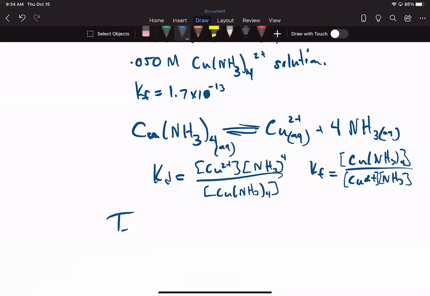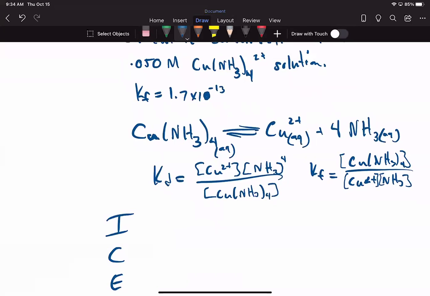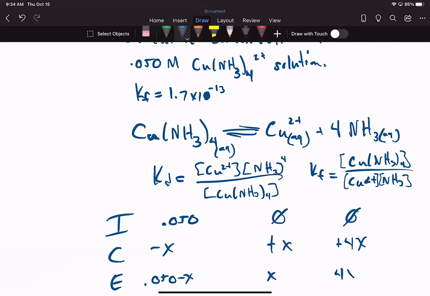Let's do an ice table now. I should have written the ice table earlier, but I didn't. Ice table here, we have a concentration of 0.050. This is going to be 0. This is going to be 0. Minus x, plus x, plus 4x. 0.050 minus x, x, 4x.